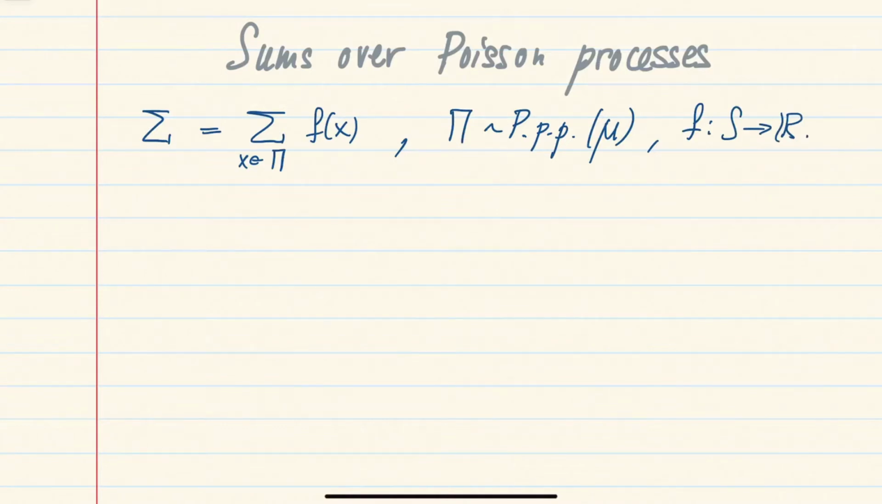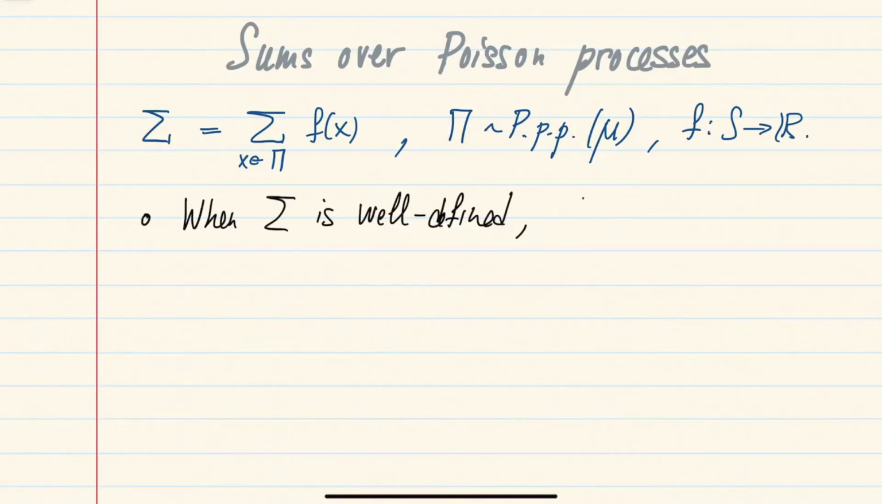And we will study two questions here. So first, when this sigma is well defined, or more precisely, since the points in our process do not come in any particular order, when the series is absolutely convergent with probability 1. And number 2, we will also compute either the Laplace transform or the characteristic function of this random variable.